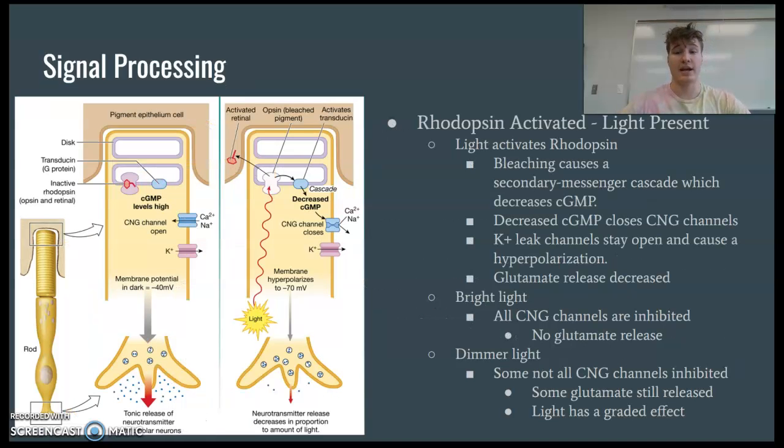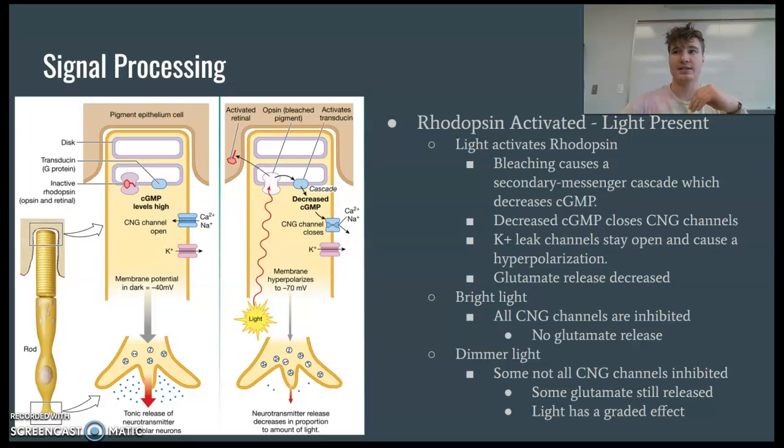However, if light is present and rhodopsin is activated, meaning that retinol has that conformational change and dissociates from opsin, this bleaching process, that change in rhodopsin, or the release of retinol, causes a secondary messenger cascade to initiate. This is through the protein transducin, which is a G protein, and this decreases the levels of cyclic GMP within the rod. This decrease in cyclic GMP then closes the cyclic nucleotide gated ion channels. So calcium and sodium are coming into the rod at a slower rate, while the potassium leak channels are still open. So this causes a hyperpolarization. And therefore, this hyperpolarization from about -40 to -70 causes a decrease in the overall glutamate released.